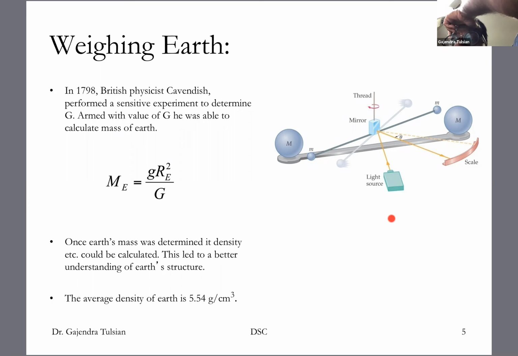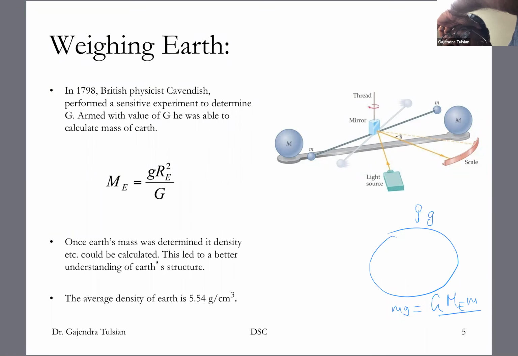Okay, now here's an interesting thing. Here's the Earth. Here's an object. You guys have all measured the acceleration due to gravity, which is g. The gravitational force on this object is G times the mass of the Earth times the mass of the object, divided by the radius of the Earth squared.